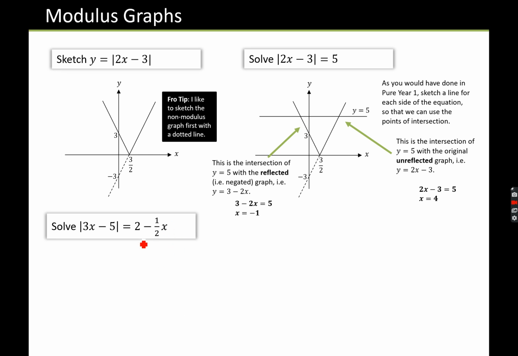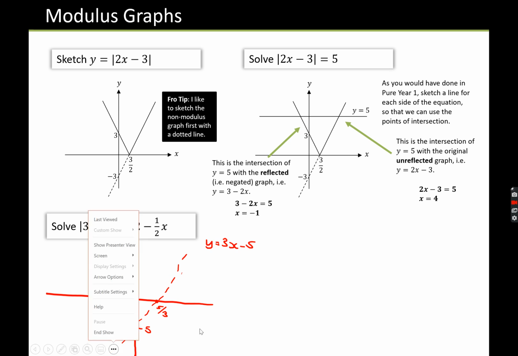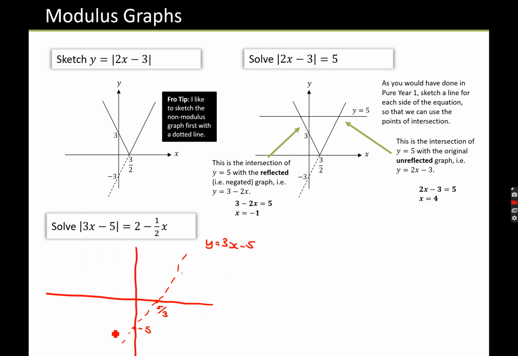So, first thing, we need to get used to sketching. That has not changed from year 12. I still want you to sketch. So, if I'm doing y equals 3x minus 5, I know it's supposed to cut somewhere down here at minus 5. Okay, and the intersection point there is going to be 5 over 3. So, something along the lines of that. Obviously, you'd actually want the line to be straight. Okay, so we've got that bit.